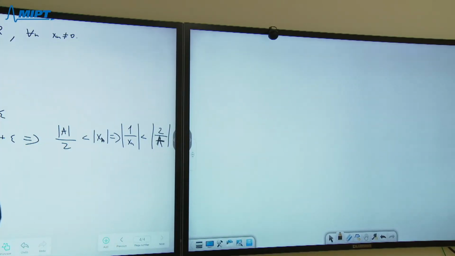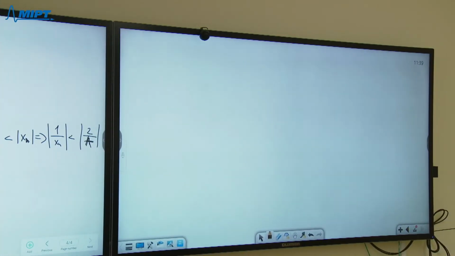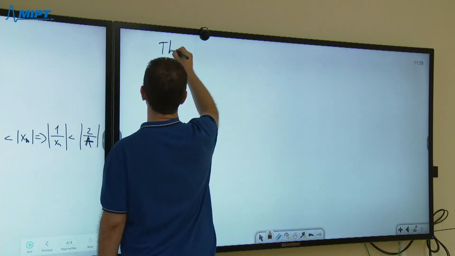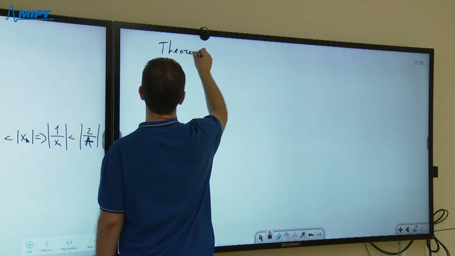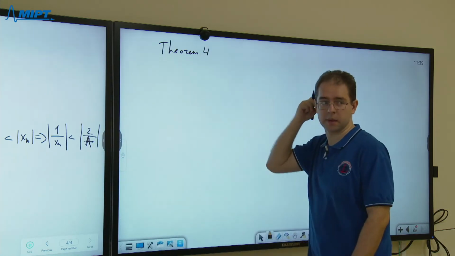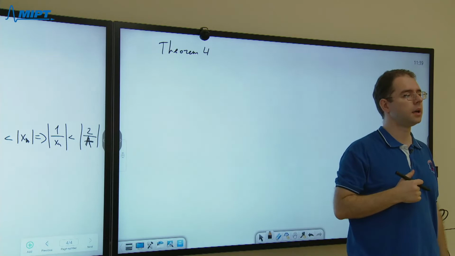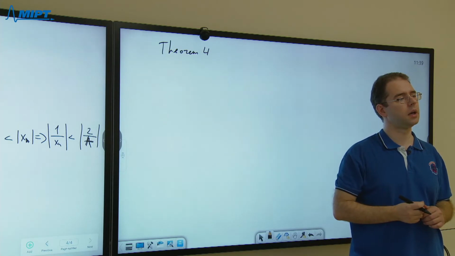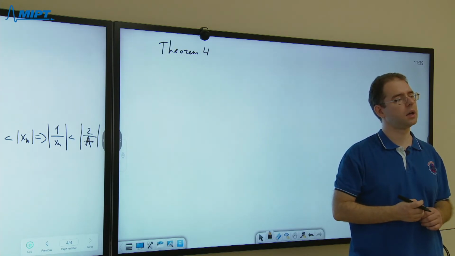Theorem number 4. Since we already proved that the absolute value of 2 by a is greater than all the numbers in the sequence, then what was the need of taking another constant M?